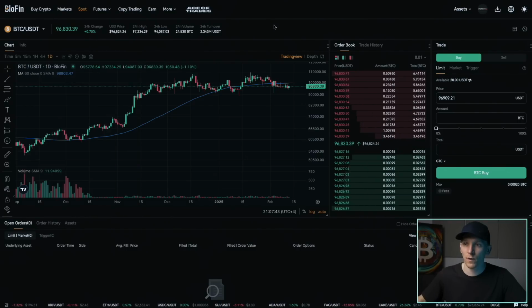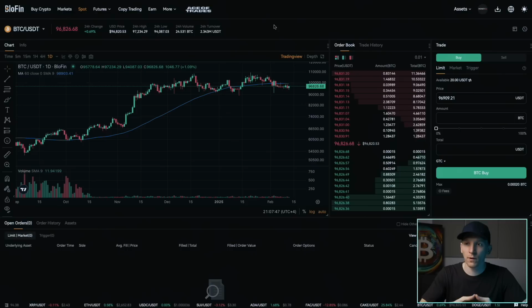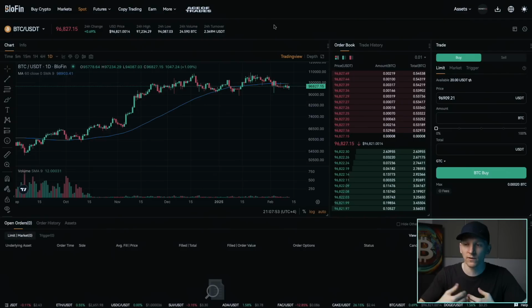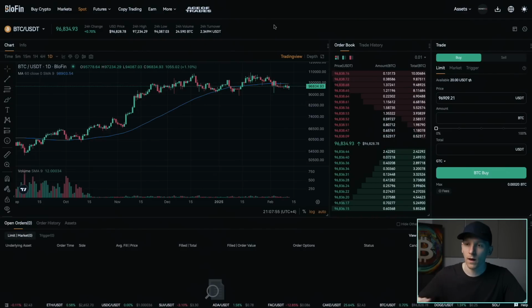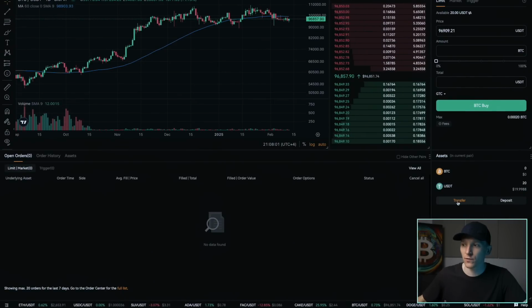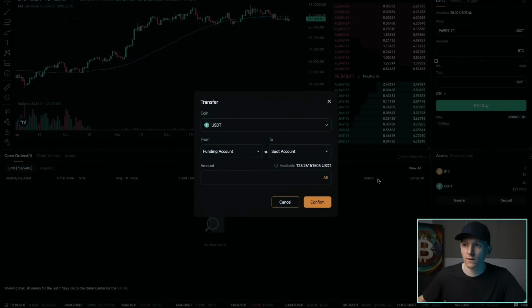The spot market is where you buy and sell crypto. And so the crypto that you buy on here, this is your property. You own it and you can keep it in your account, or you can withdraw it over the blockchain to another exchange or to your wallet. So what I'm going to do is use my USDT to buy some Bitcoin. And down here, you want to transfer. So if you do have assets in your funding account, go to transfer here.